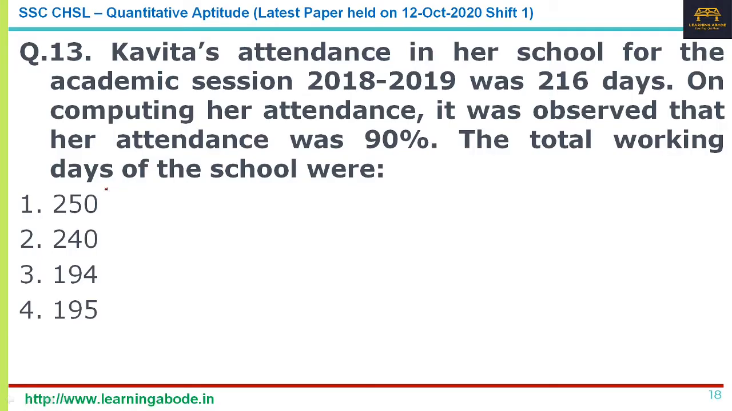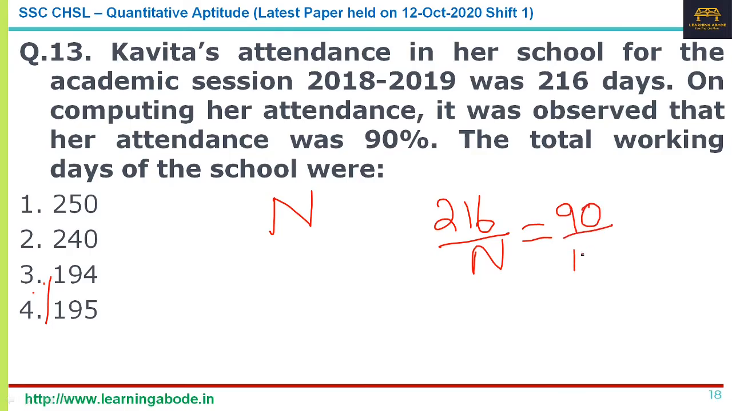Percentage. So after calculating, what has been found is that Kavita is going to school, and the school has worked for n number of days, right? And Kavita has attended 216 days out of the total n, which is 90%. 90% means 90 out of 100. So what is n?